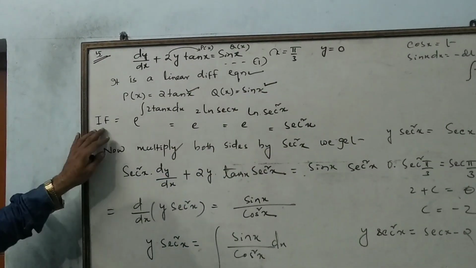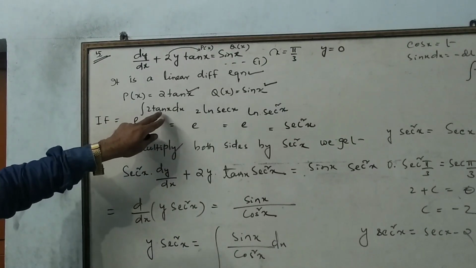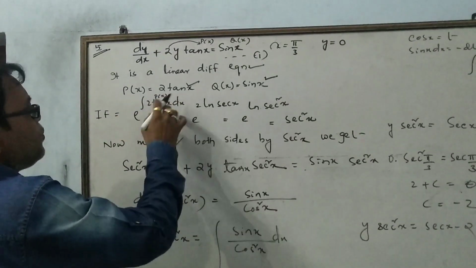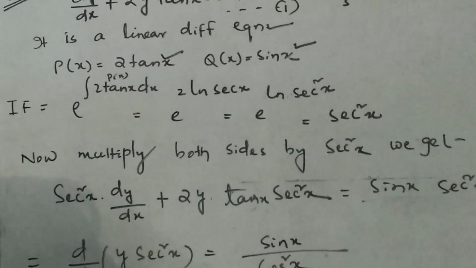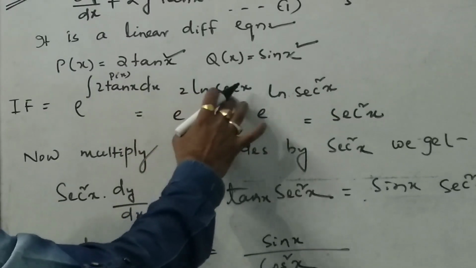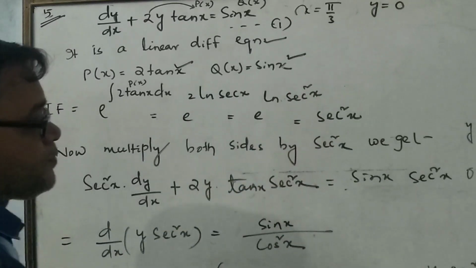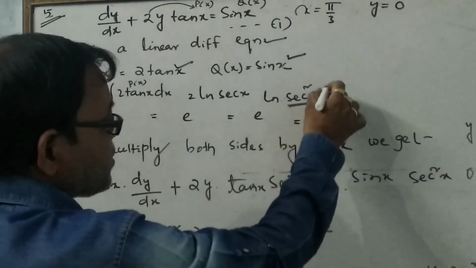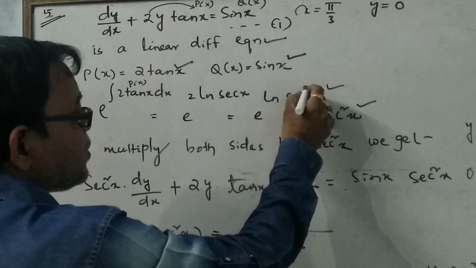Now it is time to find the IF. What is IF? e to the power integration of p(x) dx. We have p(x) = 2 tan x, so integration of 2 tan x dx. Integration of tan x is ln sec x. 2 will be taken out, so 2 ln sec x, which is the same as ln sec² x. By the e to the power ln formula, it will be cancelled, only sec² x will be there. This is sec² x.